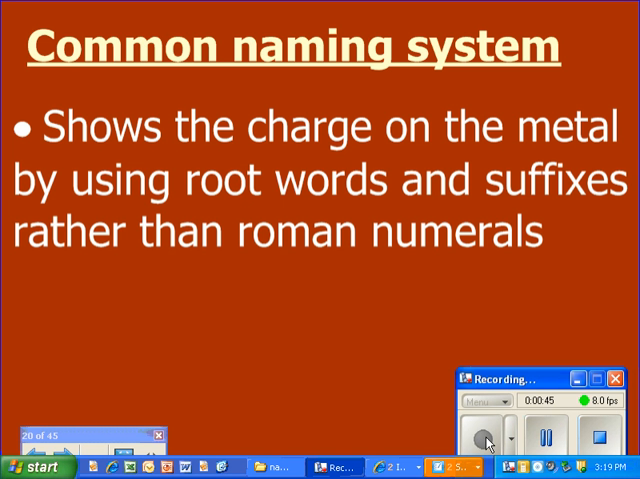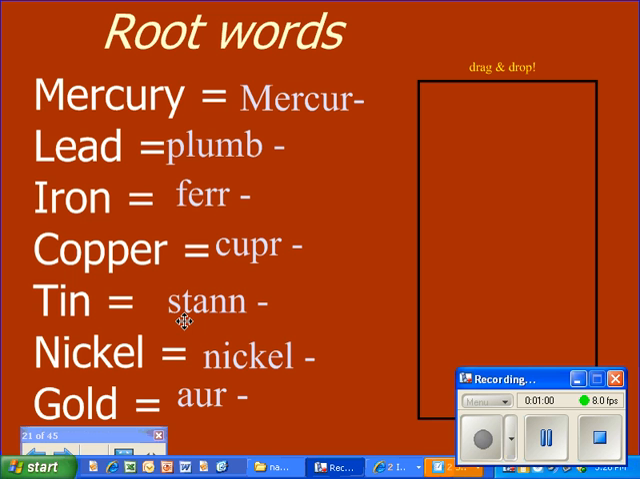This is called the Common Naming System, and it uses root words, which are Latin based, and suffixes instead of Roman numerals to indicate which metal ion you are going to be dealing with in your compound. Okay, the root words, some of them are pretty familiar. The others that you are not too comfortable with are actually the foundation for the symbols that you use, the chemical symbols on the periodic table.